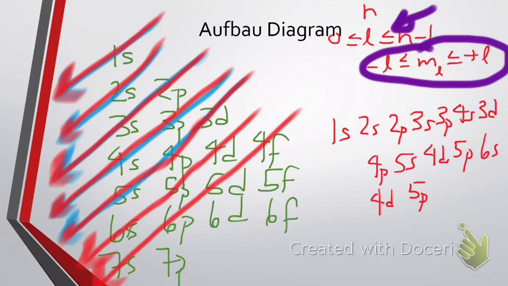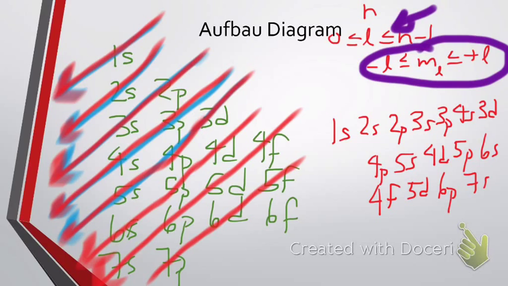Oh, I'm sorry, I'm looking at the wrong line. It's going to be 4f, 5d, 6p, 7s, and then you continue on. If we kept up with this, it would go 5f, 6d, 7p, 8s would be the next one, and so forth. That's the order in which the energy levels need to be filled.